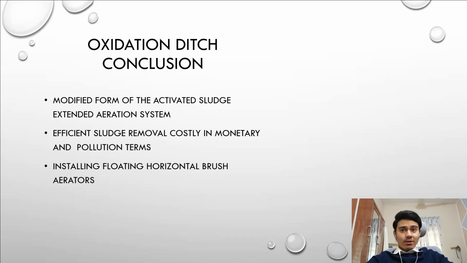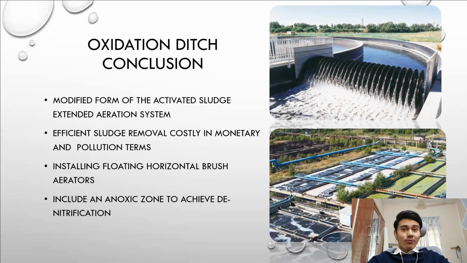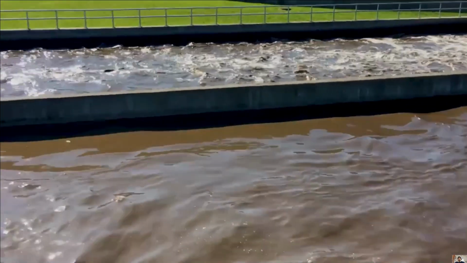However, many National Pollutant Discharge Elimination System permits may become more restrictive in the future with respect to the discharge of total nitrogen or total inorganic nitrogen. Therefore, modifying the oxidation ditch to include an anoxic zone to achieve denitrification is an excellent way to meet the most stringent discharge standards. That's all from our group.